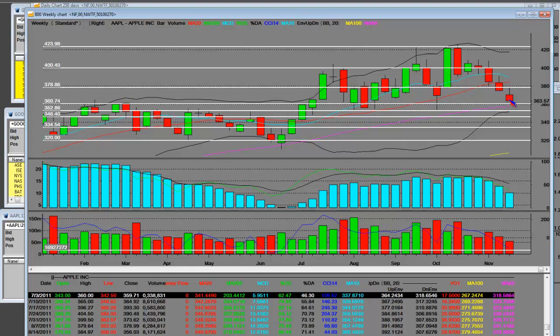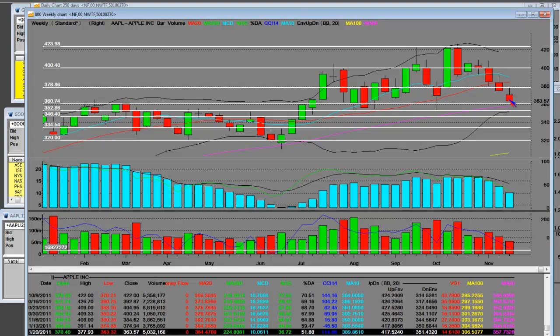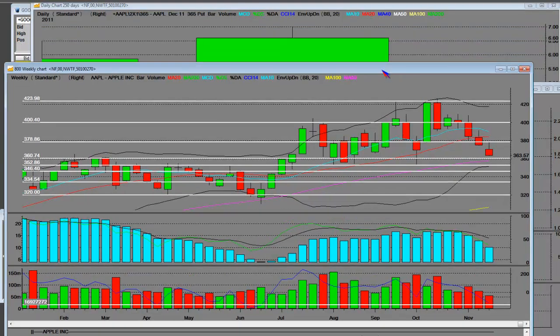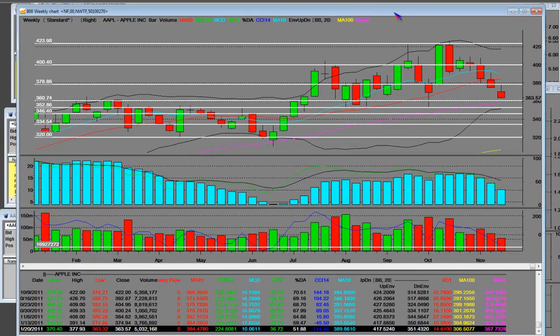If I tell you the 10-week moving average, it's right here. It's 389.60. You're closing well below that 10-week. This 20-week right here, that 20-week moving average is at 384.47. And the closing price was 363 and some change. That's a big problem and supports a bear trend reversal, no longer bull for now.